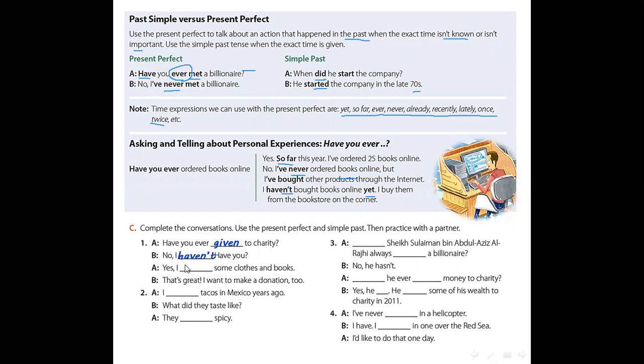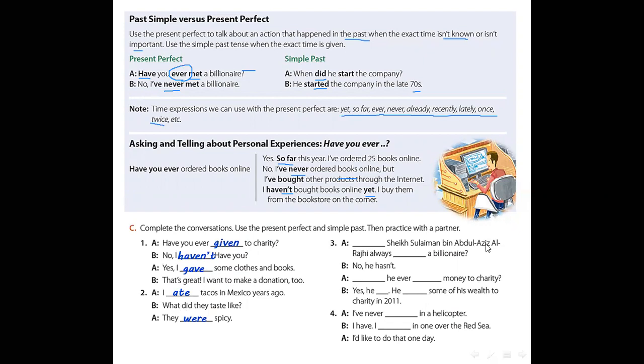Have you? Yes. I gave some clothes and books. That's great. I want to make a donation too. Taco. So I use the verb eat. What about ago? Excellent. So we will use the past simple of eat, which is ate. You are perfect students. I ate tacos in Mexico years ago. What did they taste like? The question here is in the past simple, so the answer should also be in the past simple. They were spicy.